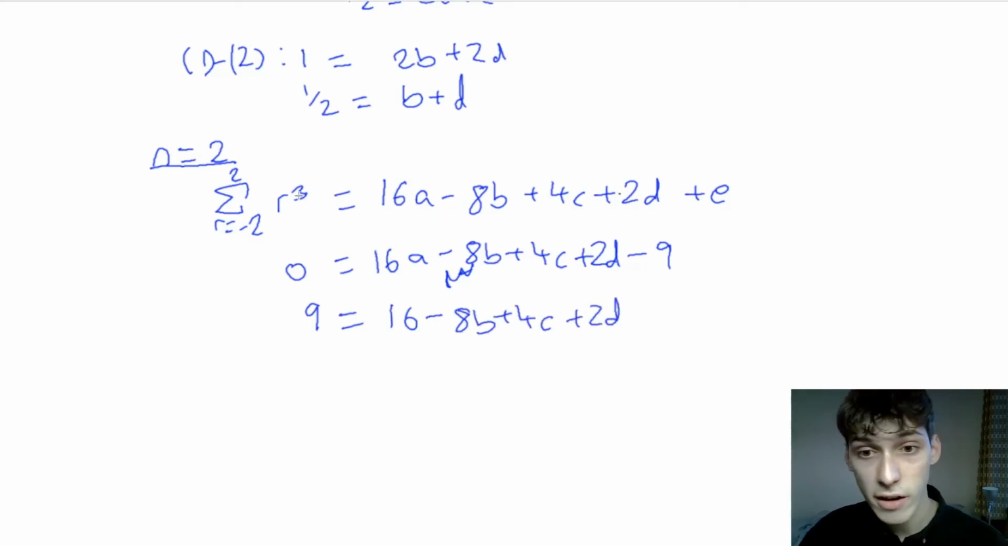And sorry, I've just noticed that this should be a plus. Don't know where I got that minus from. Yeah, sorry about that. We are dealing with positive 2 here. And let's call this equation 3.